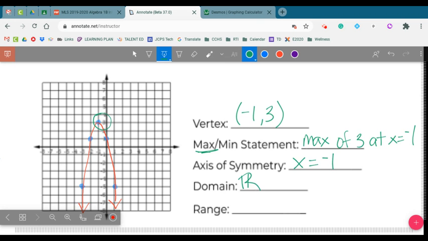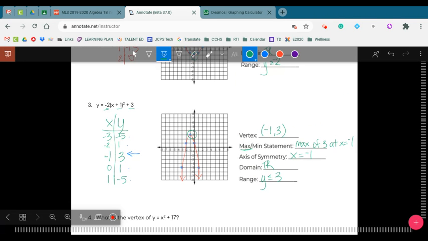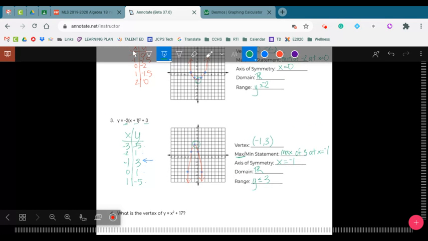Domain is all real numbers. Our range is y. It starts at 3 and goes down, so it's going to be less than or equal to 3. Okay, that is our last one. Please let me know if you have any questions or any problems graphing on that.